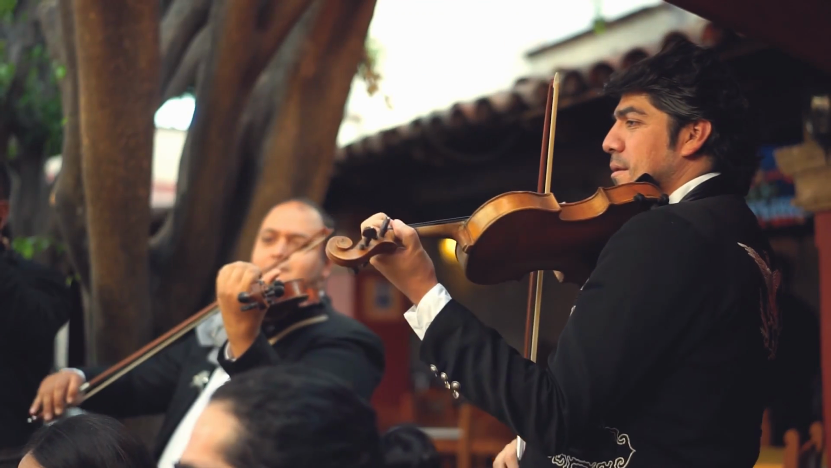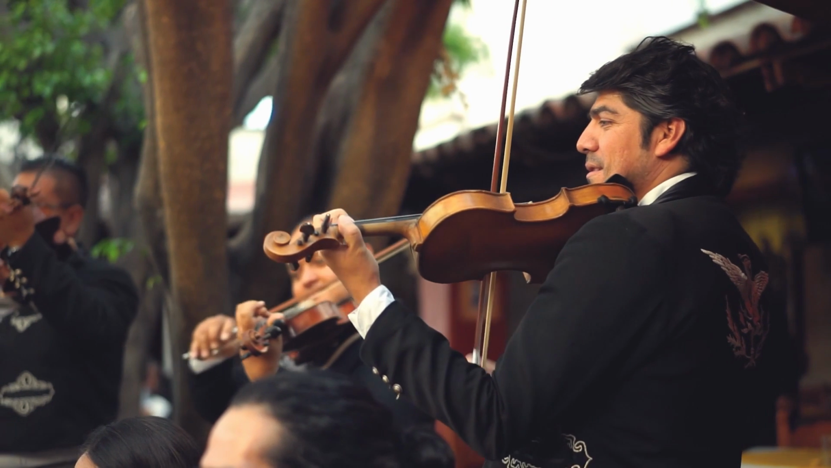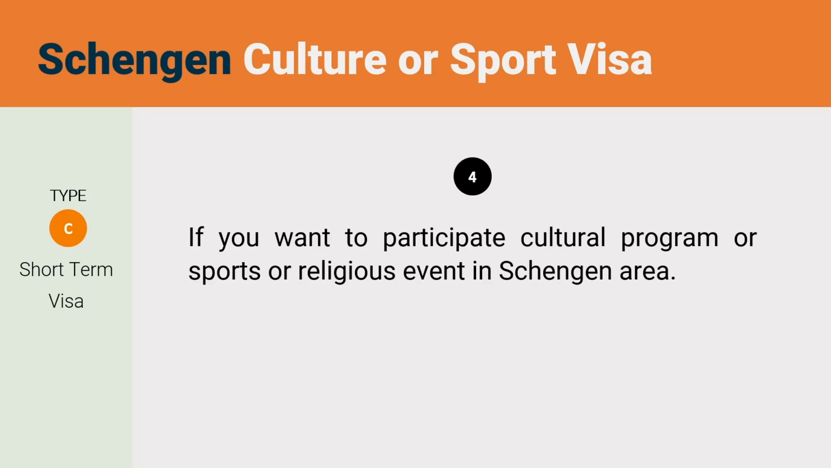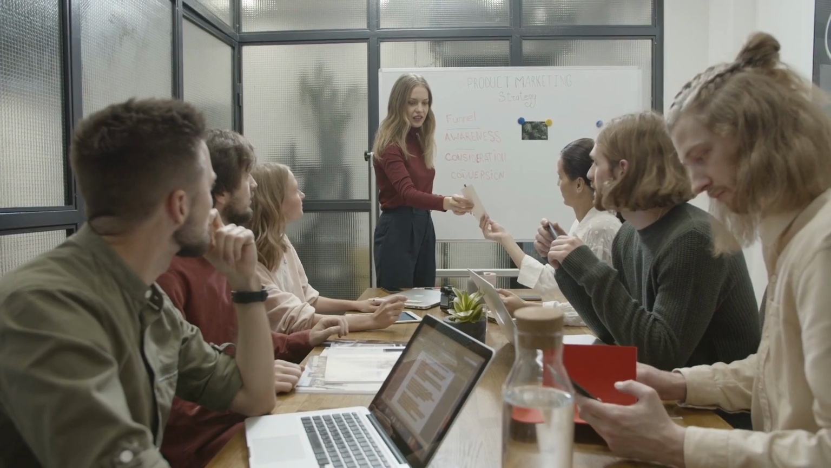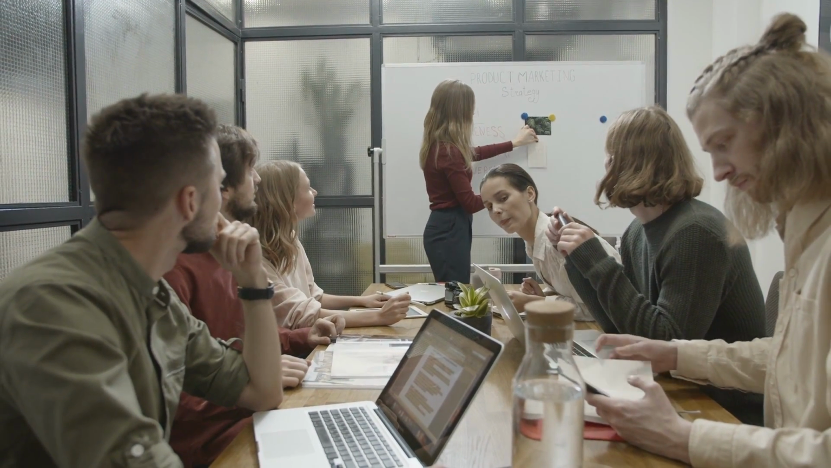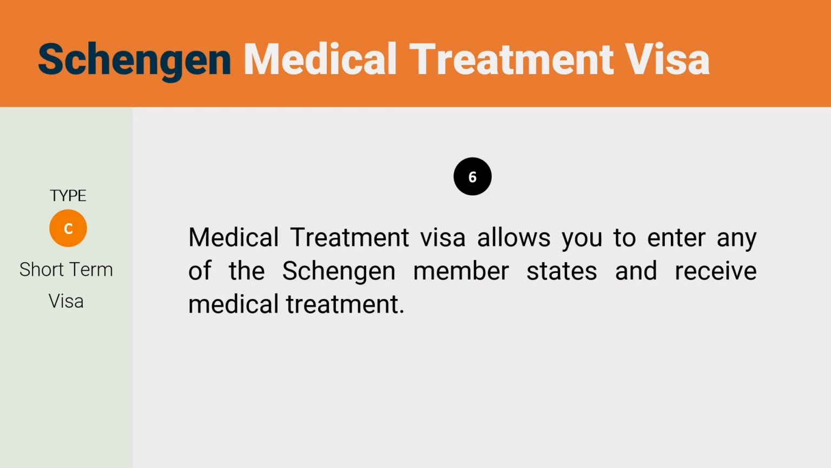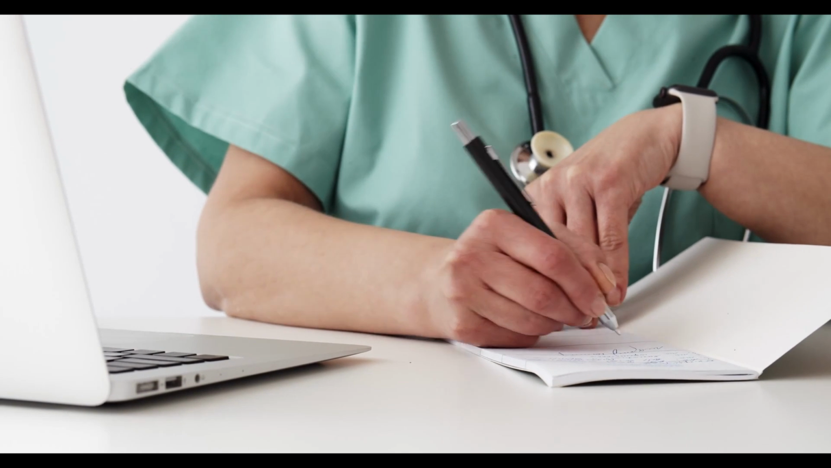If you want to participate in a cultural program, sports, or religious event in the Schengen area, you should apply for a culture or sport Schengen visa. There is another category of visa if you have meetings, exchange programs, consultations, etc. in the Schengen area, then you should apply for an official visit visa. A medical treatment visa allows you to enter any of the Schengen member states and receive medical treatment.